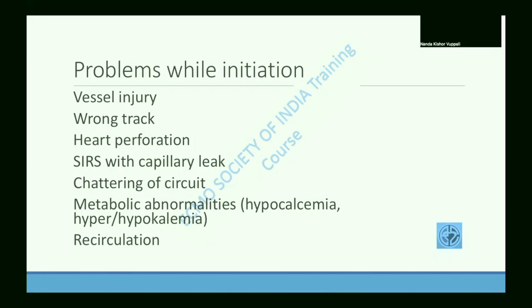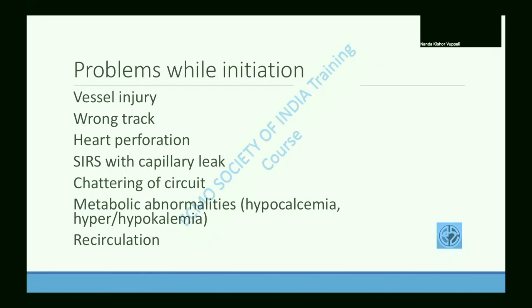We also need to be aware of certain metabolic abnormalities which can arise while going on ECMO, especially if you use the blood prime. So what we tend to do is we always do a blood gas when you're doing blood prime. That tells us what the potassium level is immediately. And usually we tend to use as fresh blood as possible.